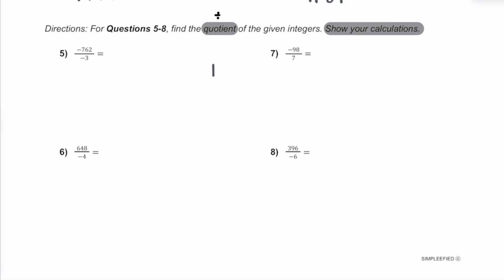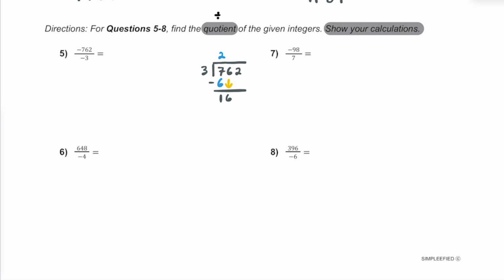All right, so setting up this standard algorithm here, let's go ahead and put the 762, the dividend, inside this house, the divisor outside to the left here. 3 into the 7 is going to be 2 times. Let's go ahead and put 2. 2 times 3 is going to be 6. Let's see how much we were off by here. 7 minus 6 is going to be 1. Let's go ahead and bring down this 6 here, so it's going to be 16.